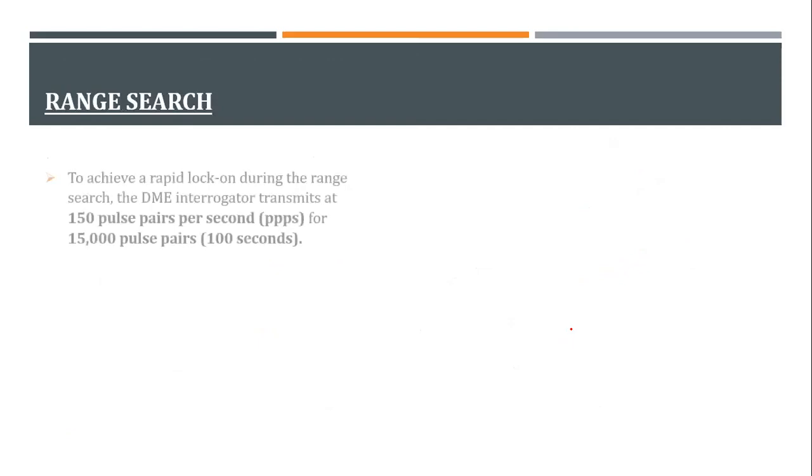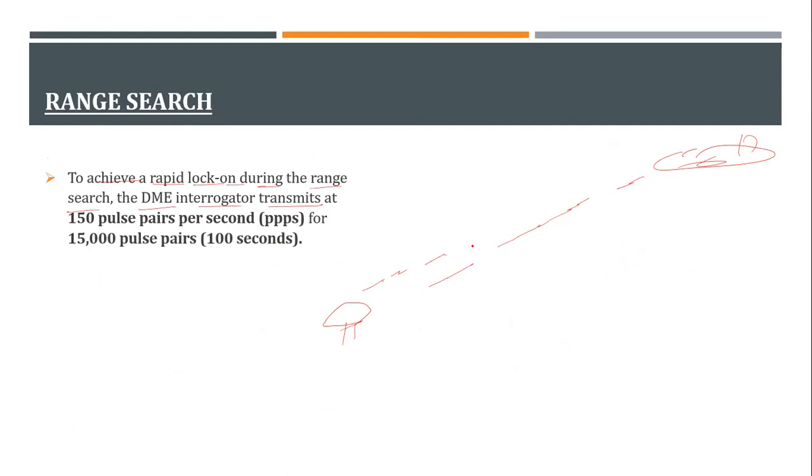So as we know, the DME is also limited, and the DME is also carrying out a range search. Now the range search, to achieve a rapid lock on during the range search, the DME interrogator transmits at this. Of course the aircraft is transmitting, I get that, but the DME present on the ground will also send the signal back. But in which direction? How does it know the aircraft is present in this direction only? So it will also send out the signal. This is known as range search.